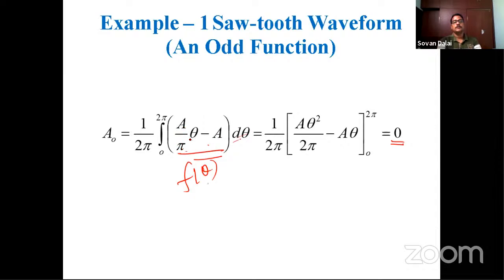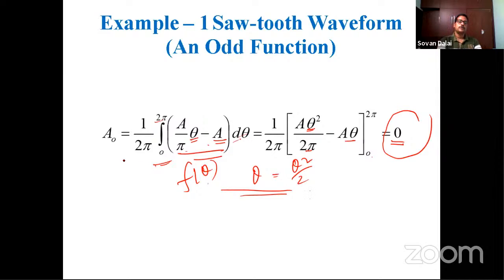A by pi, what is the integration of this? Integration of theta is theta square by 2, so that is a theta square by 2 pi. And the integration of the constant is basically theta. Now, if you replace the limits 0 and 2 pi, ultimately you will get that the a0 value is equal to 0. Mathematically we found that a0 is 0. Also, from the concept of an odd function, we can write that the a0 value is equal to 0.